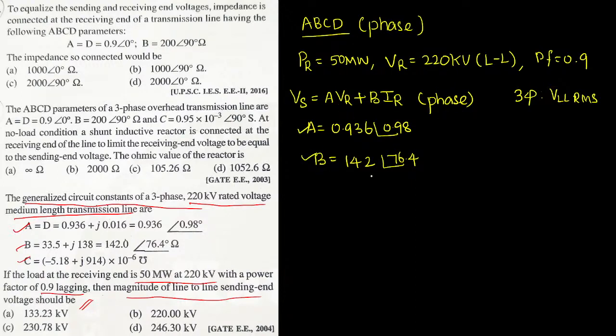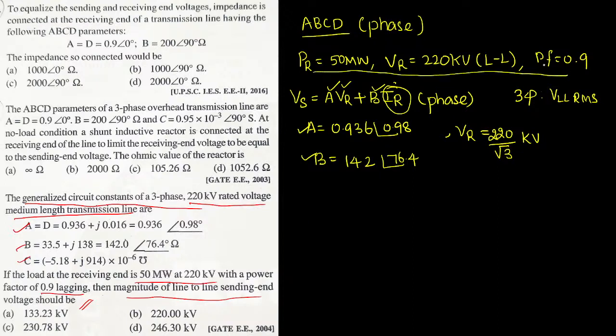What about the receiving end voltage? Receiving end voltage VR is given as 220 kilovolt. But just now I told you we cannot consider the line voltage, so divide by √3 in order to obtain the per phase voltage. Now what is the unknown parameter? Sir, I know A, VR, B are known, but IR is not known. In order to calculate the value of IR, the receiving end current, they have given these many data.